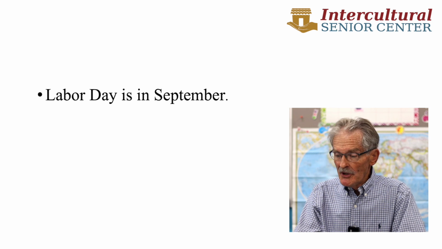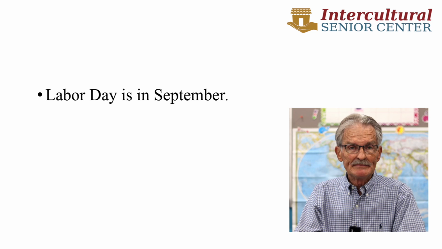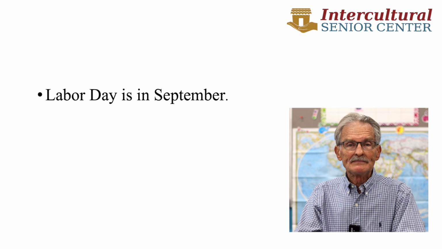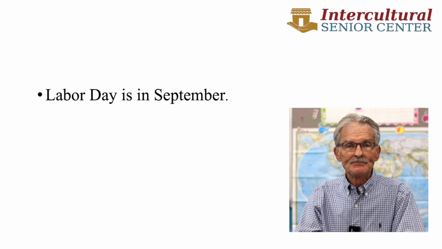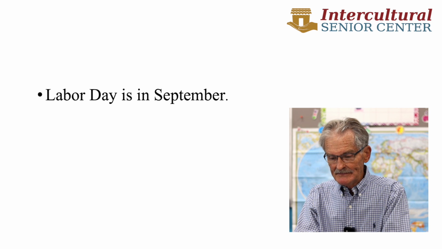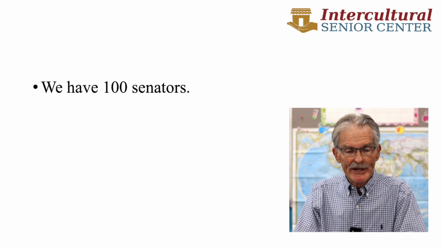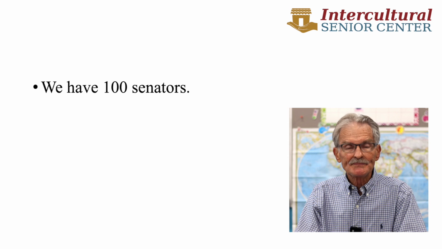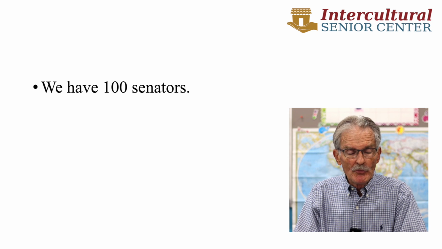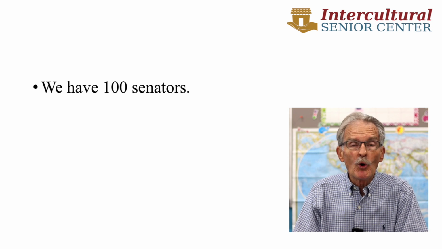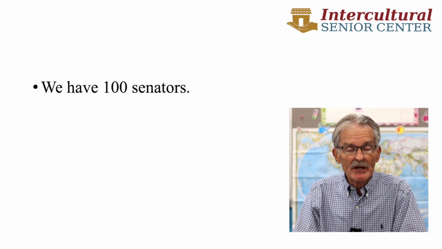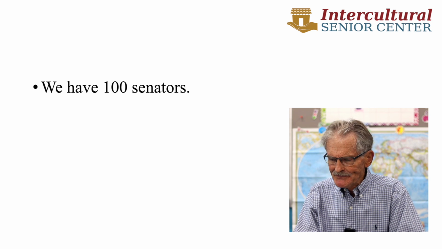Next sentence, we have 100 senators. We have 100 senators. And there it is on the slide, written out for you. And you can write the number 100 as a number or you can spell it out as a word, but it's easier to put the number like it is, 100.